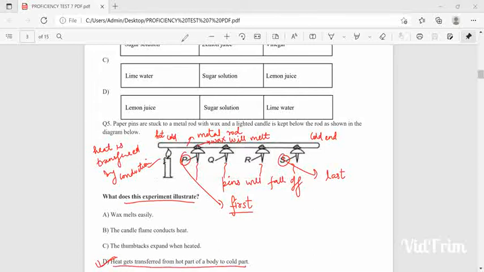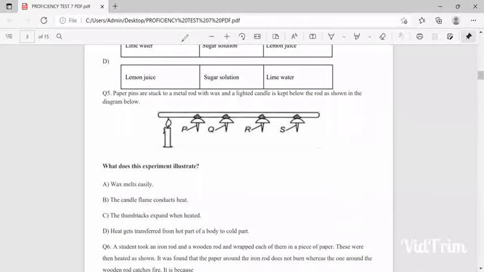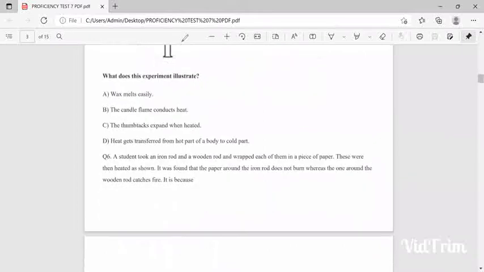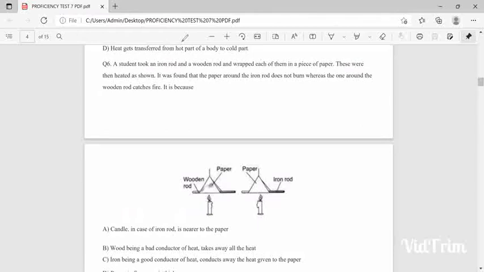Now the next question is question number 6. The statement is, a student took an iron rod and a wooden rod and wrapped each of them in a piece of paper. These were then heated as shown. It was found that the paper around the iron rod does not burn, whereas the one around the wooden rod catches fire. It is because, after that figure is given and 4 options are given.